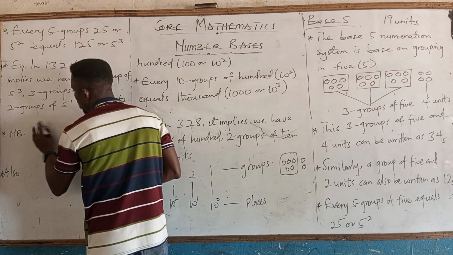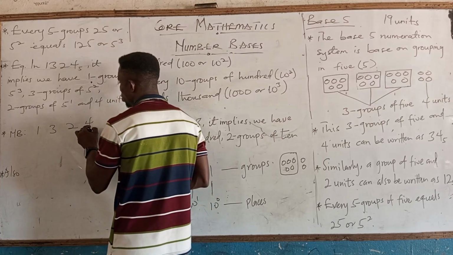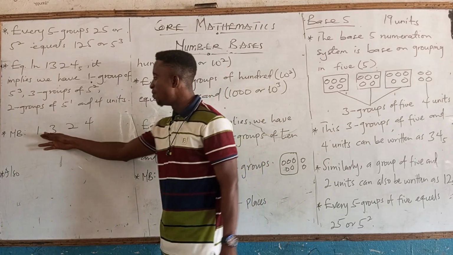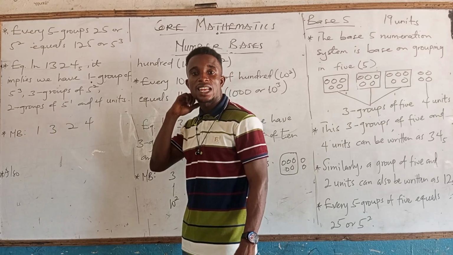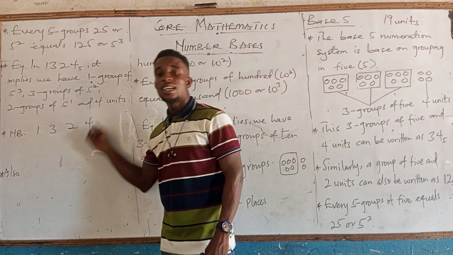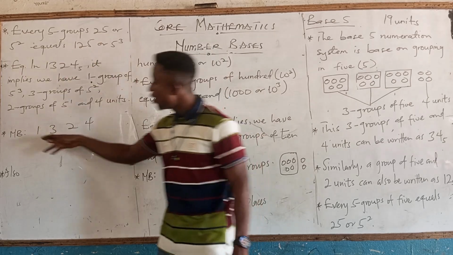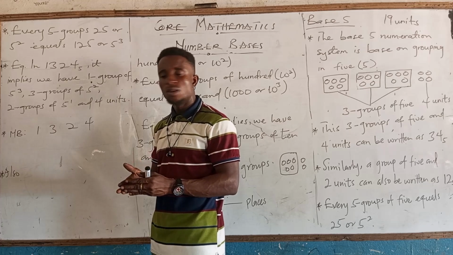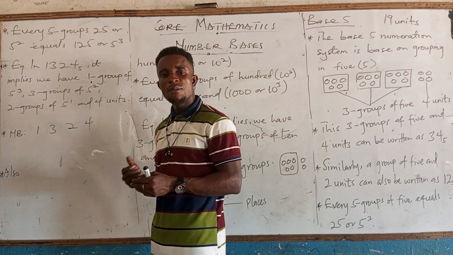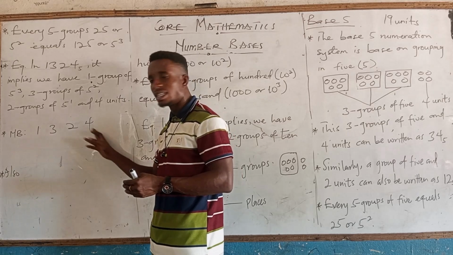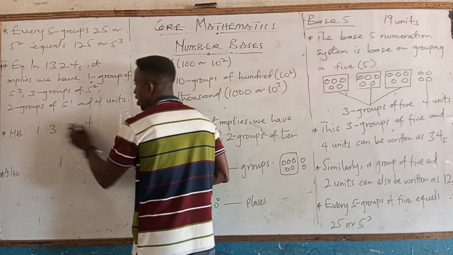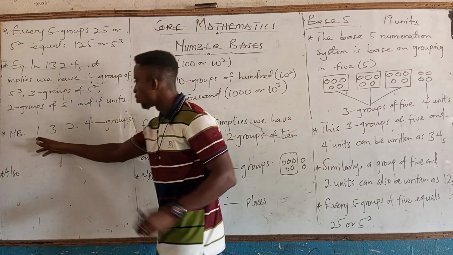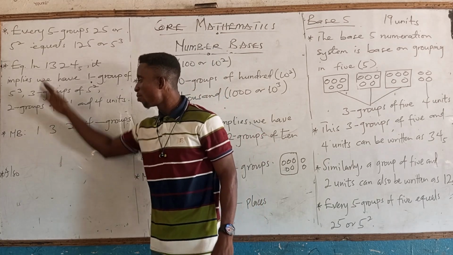So we should note this. Having this 1, 3, 2, 4, we always know that is base 5, right? In base 10 we said we get the number of units that we grouped to get this. So having this one in base 5, how many units were grouped to get this? This one corresponds to the groups, because I have 1 group of, 3 groups of.